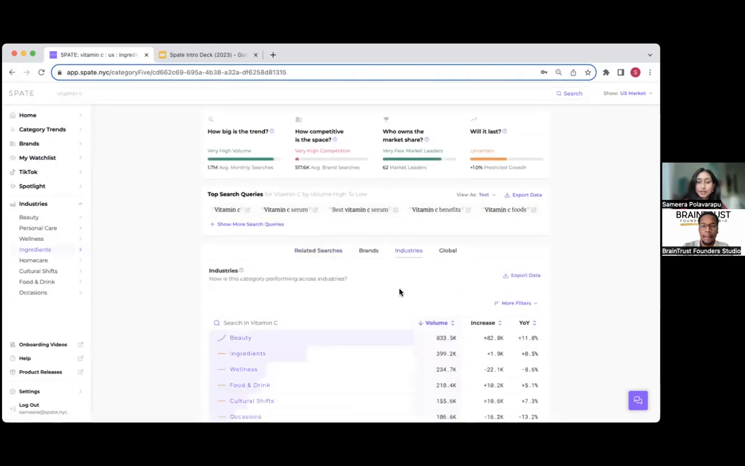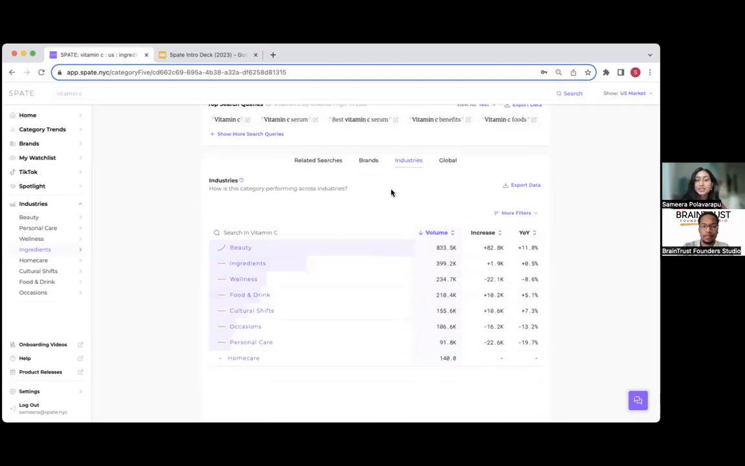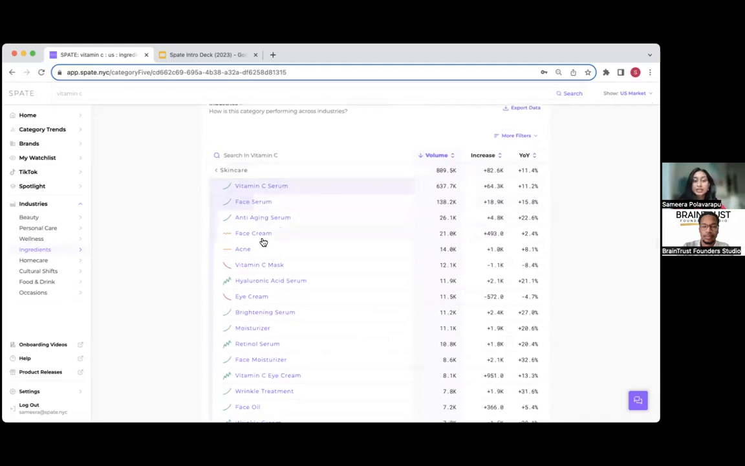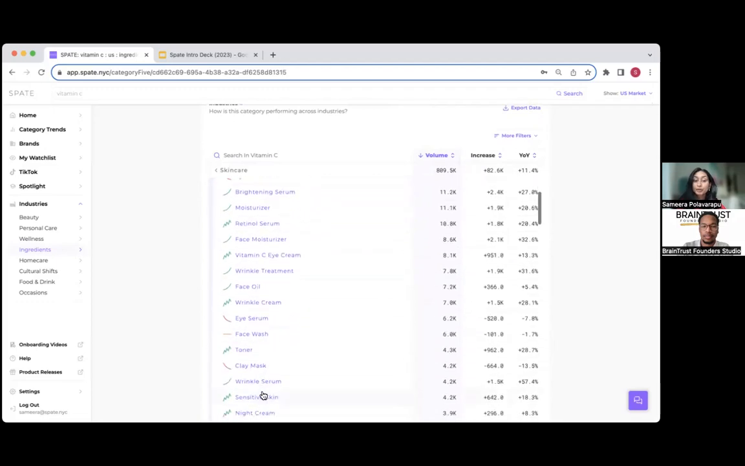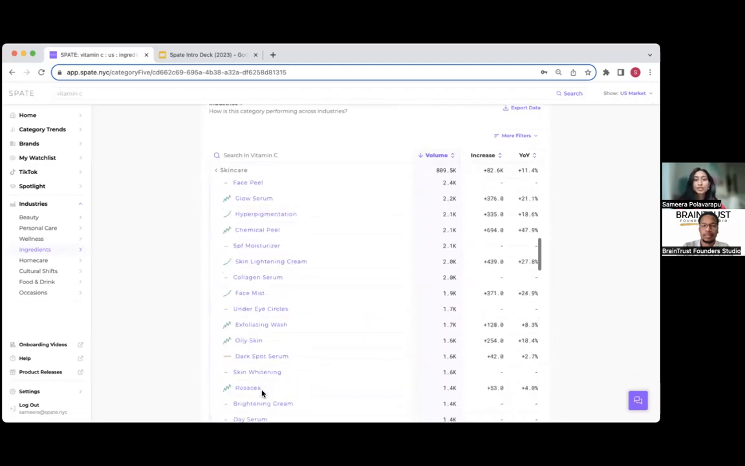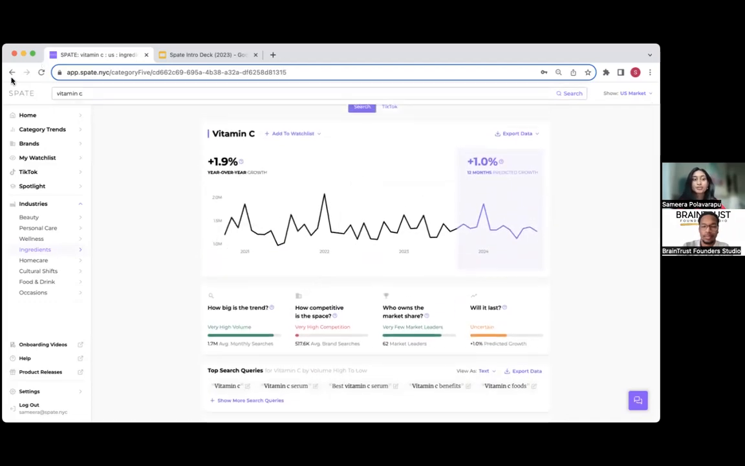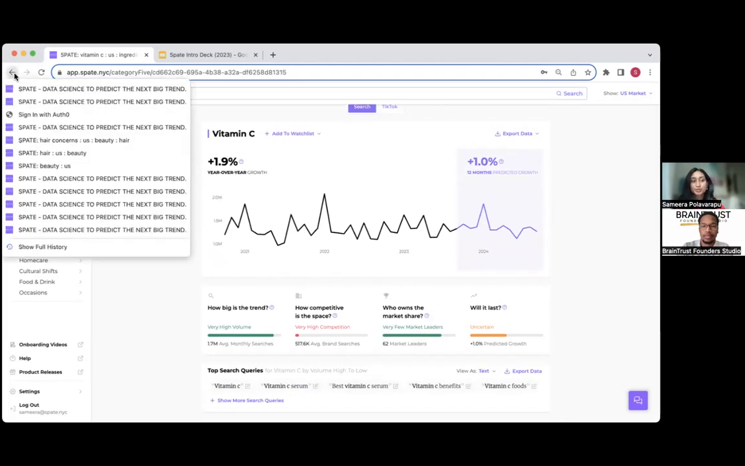We would come down to industries, and that tab is essentially going to show you how this is performing across several different spaces. And so as an ingredient, it's pretty flat. It's not that popular, but in beauty, it's popular, more specifically in skincare. And then more specifically, these are the exact areas where vitamin C is trending upward for different product formats. And so this is just one of the ways that you would also be able to leverage data on different topics. That's most of the Google data in terms of understanding how to use it.